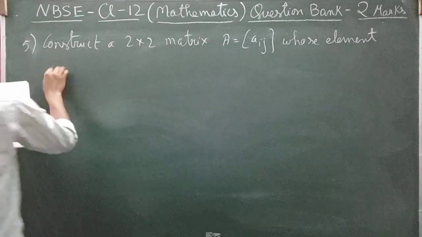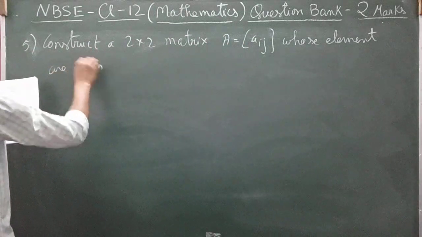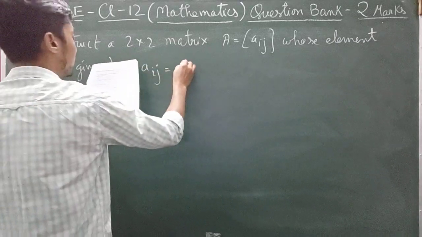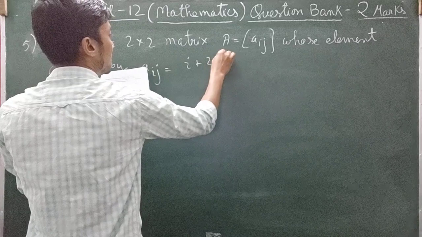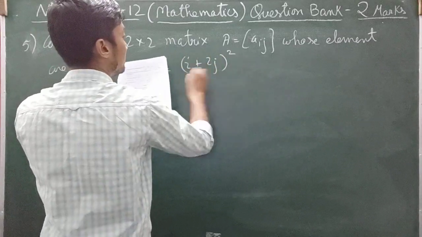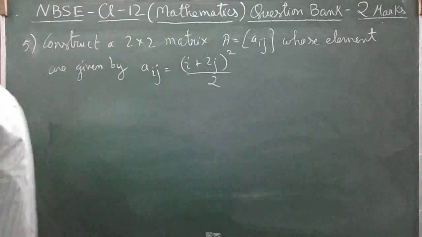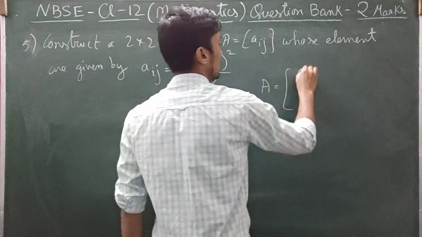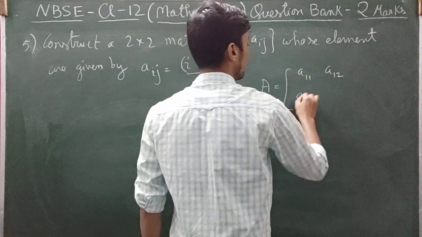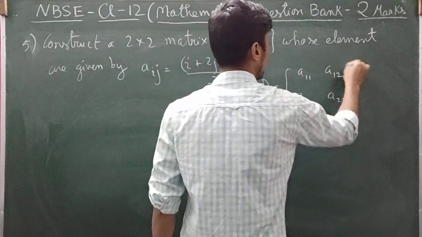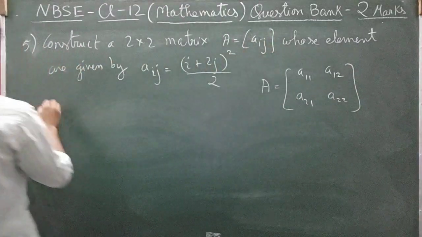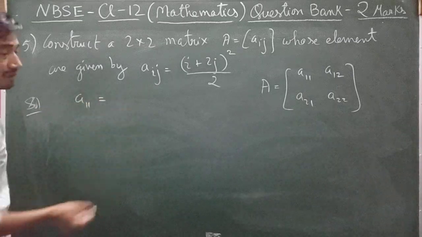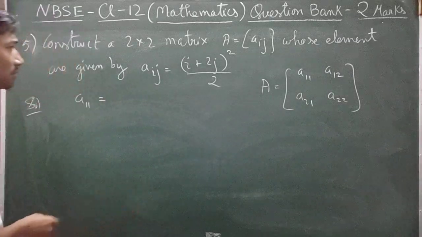The element is defined by Aij is equal to (i plus 2j) whole square divided by 2. So we need to construct a 2 by 2 matrix. So in the rough, we can just write down A11, A12, A21, A22. So we need to define these four elements. So solution. Let's find out the elements one by one. That will be better. And then lastly, get the matrix.